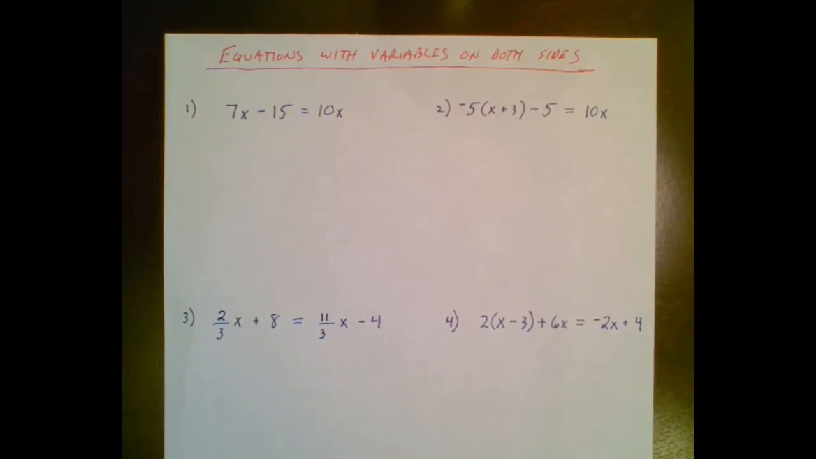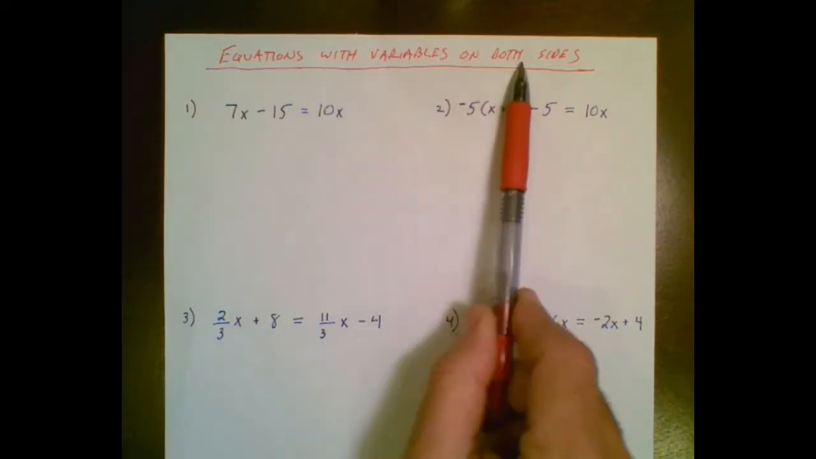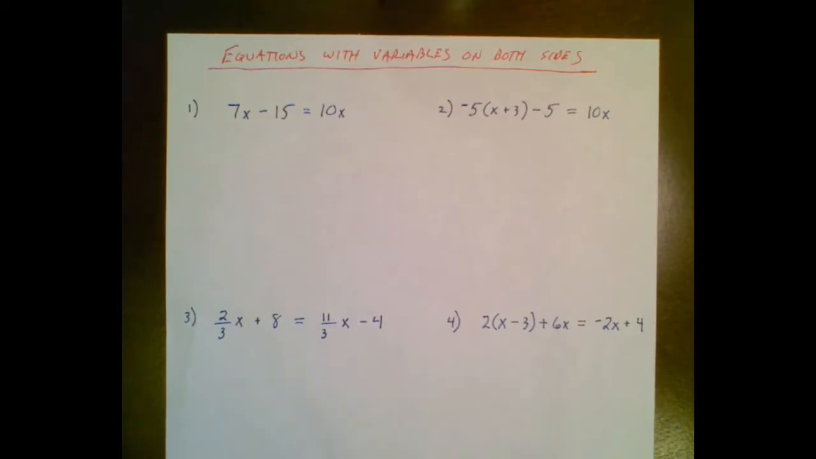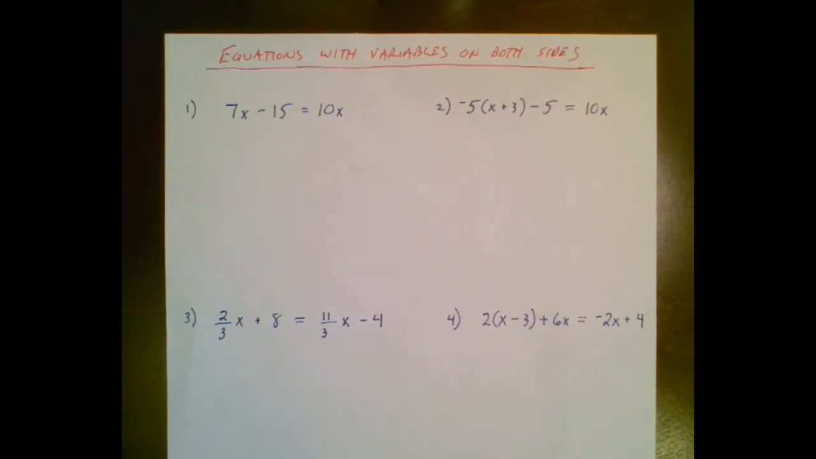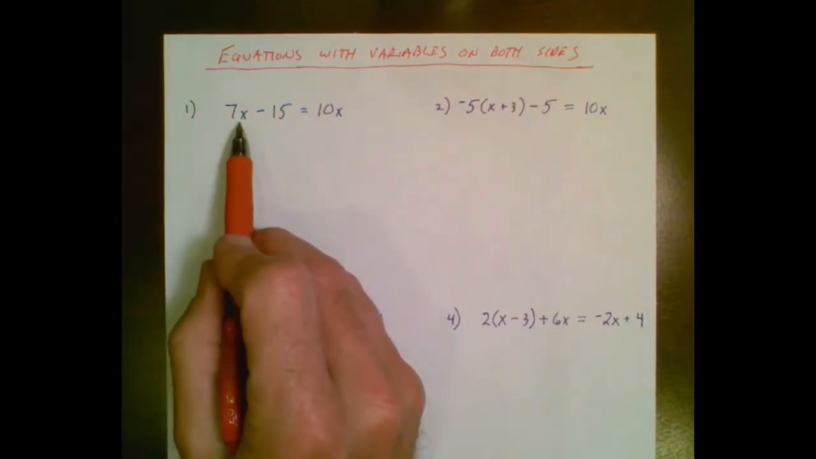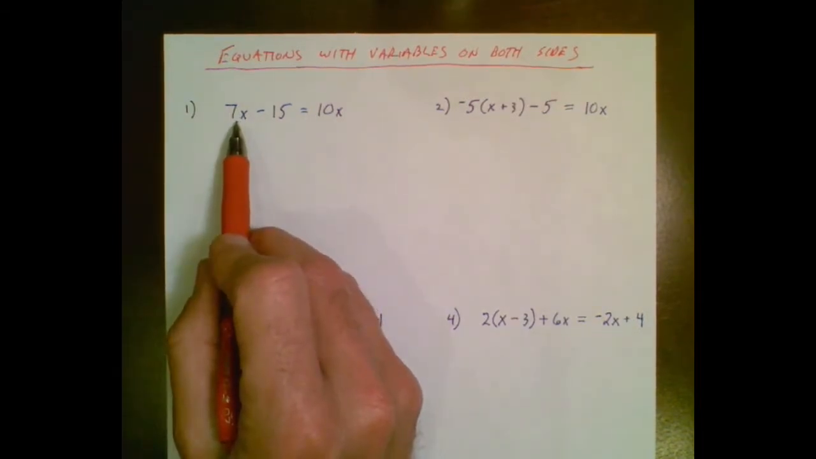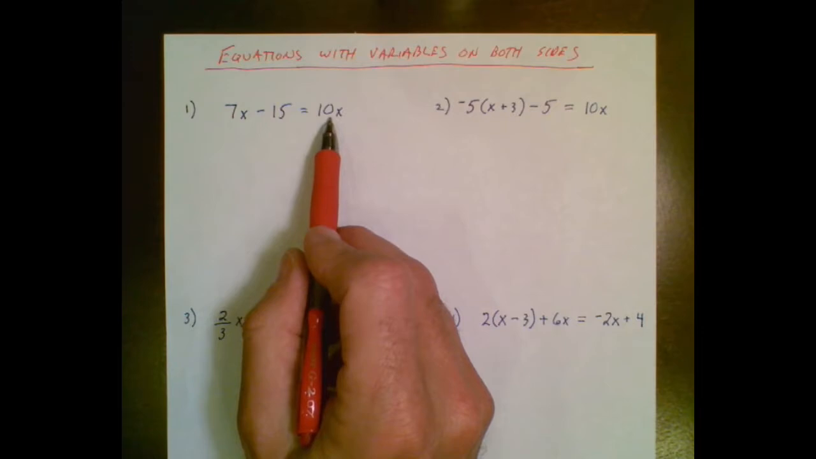You recently did equations with like terms on one side, and we're now going to work on equations with variables on both sides. So this is going to look kind of similar to the previous, but there's a very big difference. I have a 7x on the left-hand side of the equal sign, and I have a 10x on the right-hand side of the equal sign.